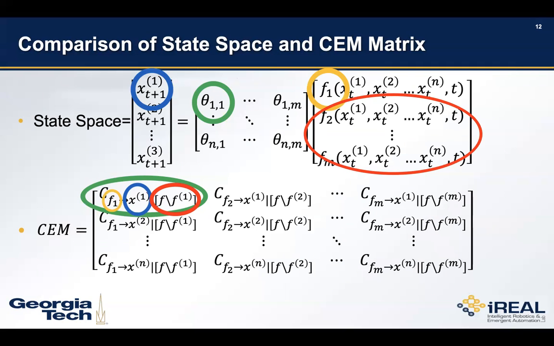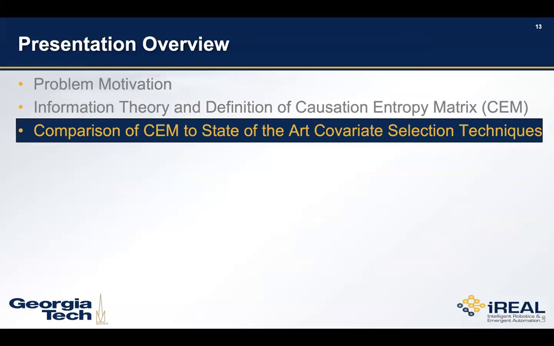The 1,1 entry in the causation entropy matrix observes a similar quantity. It is the amount of information that F1 provides to X1 given all the other functions considered in the system. And the only way this can be zero is if theta11 is equal to 0. Thus, we can use the CEM for covariate selection by identifying zero entries in the causation entropy matrix and removing them from the optimization routine.